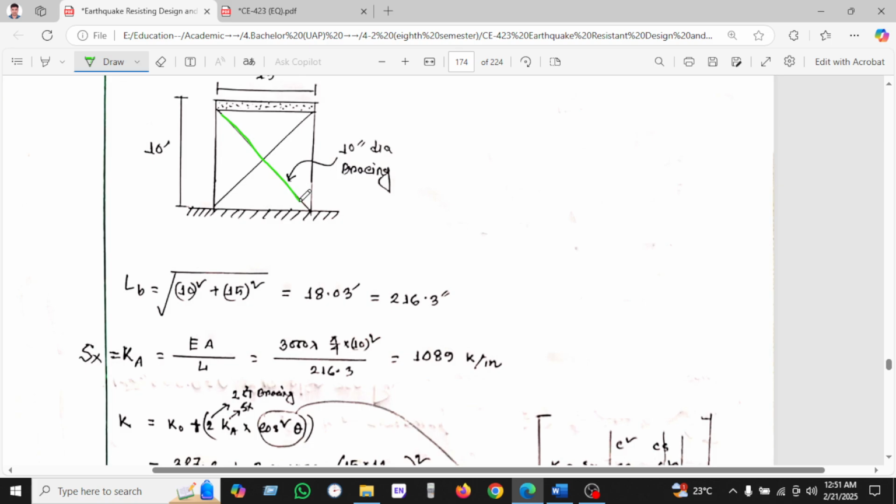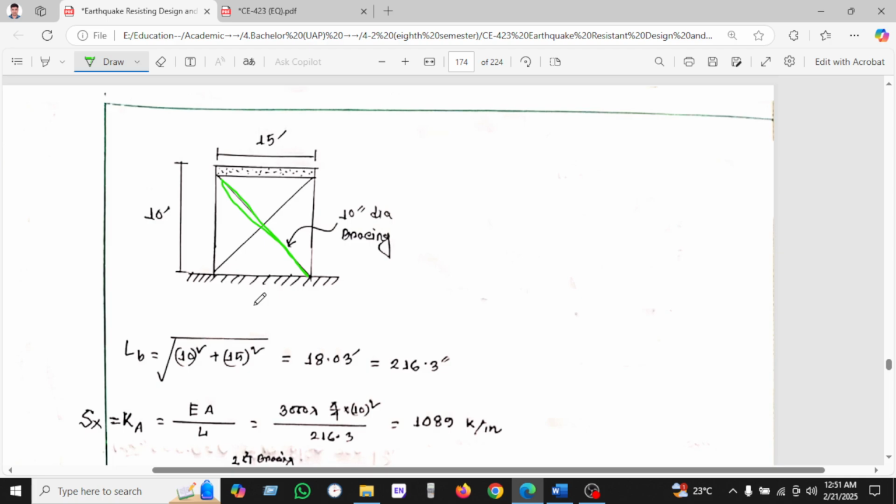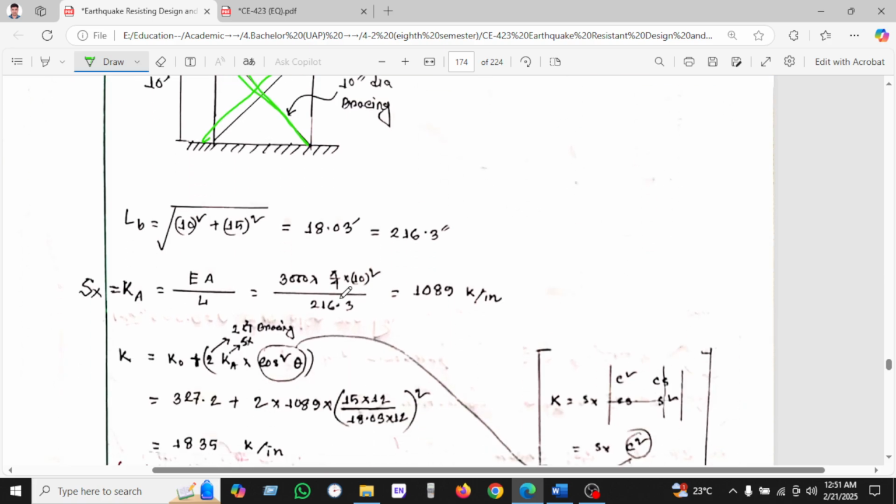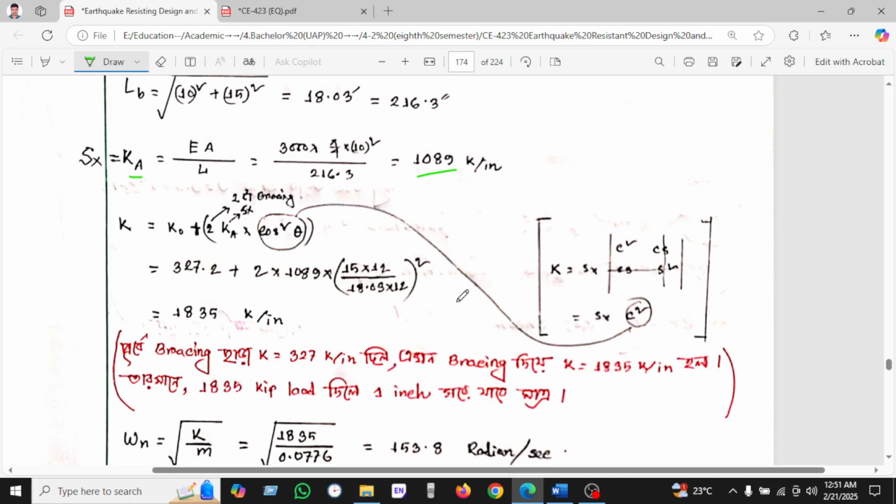Okay, so let's see another one. We can see here the graph. If we calculate this length LB, it will be the hypotenuse, root over 10 squared plus 15 squared. In this way we get the bracing length, which is 18.08, and Sx, we can say Rx equals A by L, which is found to be 10.010. So we calculate K equal to K net, 2, as we have been using 2 bracings, and cos theta.